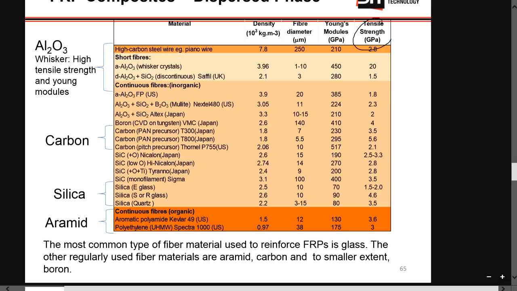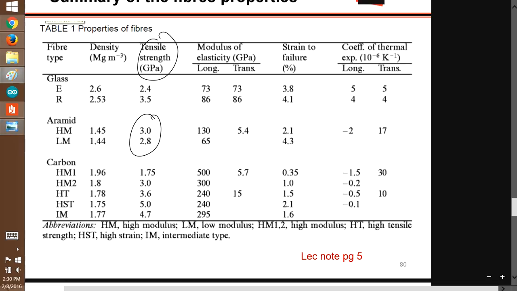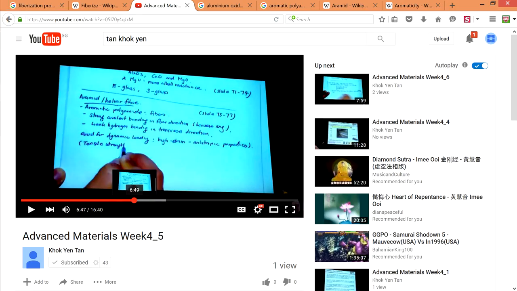Alright, the tensile strength over here is 3.6 or 3. And over here is also 3 or 2.8 for the tensile strength. So therefore, I don't know where the 1.4 comes in. Alright, you can actually watch this part. I also don't understand what he's trying to say. So yeah, give me a while.